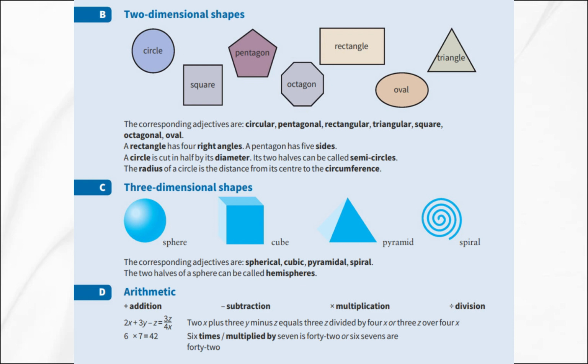Arithmetic. Finally, let us look at the vocabulary for arithmetic operations. For addition, we have plus, for example, 2x plus 3y. For subtraction, we have minus, for example, 3y minus c. For multiplication, we have times or multiplied by, for example, 6 times 7 is 42, or 6 multiplied by 7 is 42. For division, we have divided by or over, for example, 3z divided by 4x, or 3z over 4x. And the equals sign is read as equals.